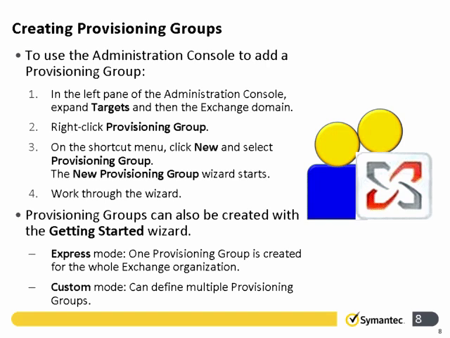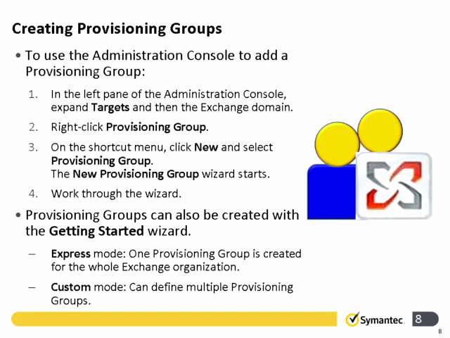Also, as we mentioned in previous lessons, you have the capability of configuring some of the things that we're doing through the Enterprise Vault Administration Console in the Getting Started wizard. So you can, in fact, create provisioning groups using the Getting Started wizard. In Express mode, it only creates one provisioning group, and that provisioning group will be assigned to the entire Exchange organization.